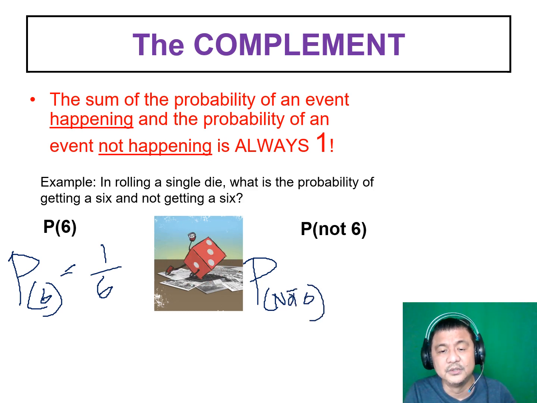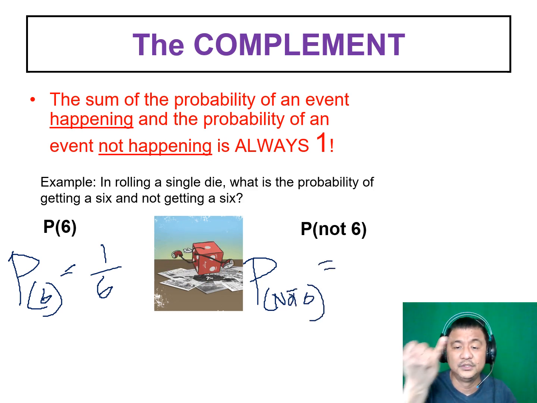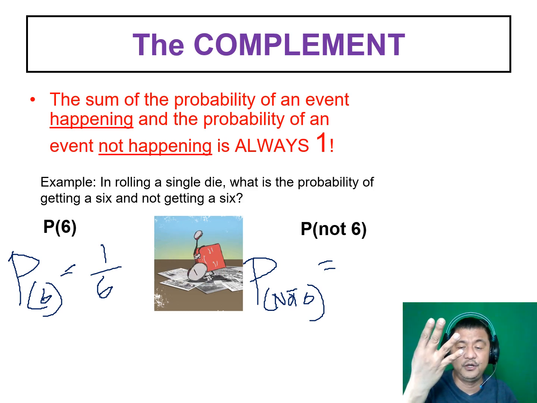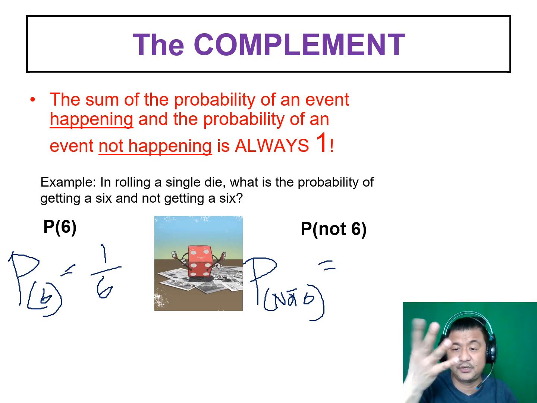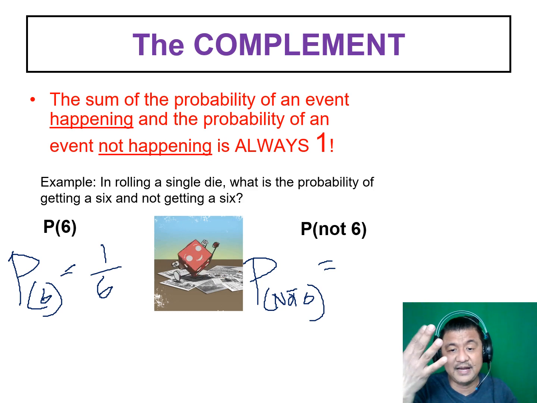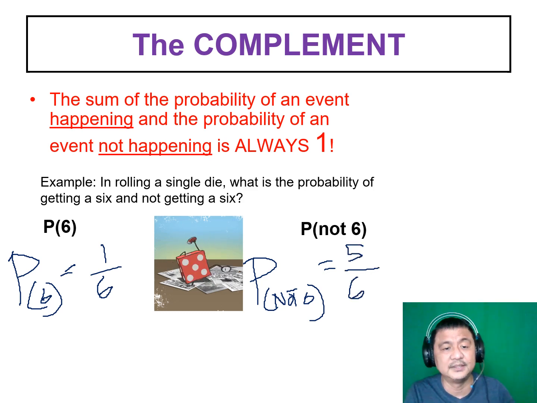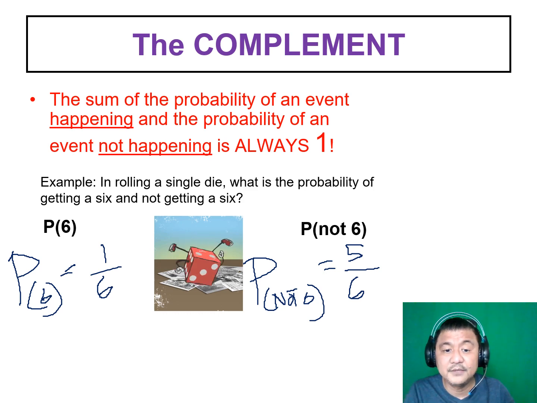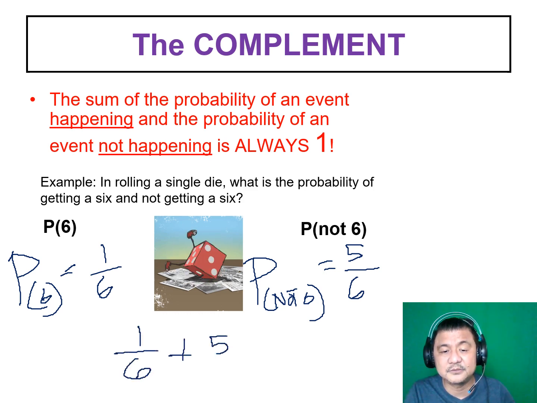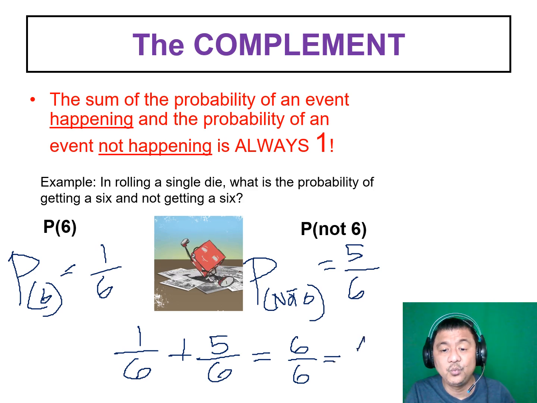Probability of getting not 6. So, if it's not 6, it could be 1, 2, 3, 4, 5. But not 6. So, how many is that? I can choose 5. Favorable is 5 out of a total of 6. Okay. This one is 1 out of 6. The other one is not 1 out of 6, the opposite. Guess what? If I add this probability and that probability, what do I get? 6 over 6, or 1.